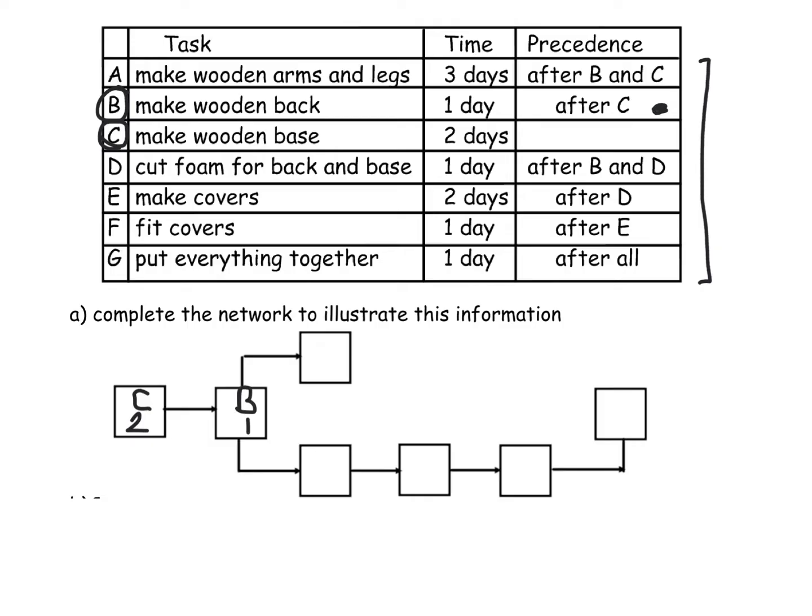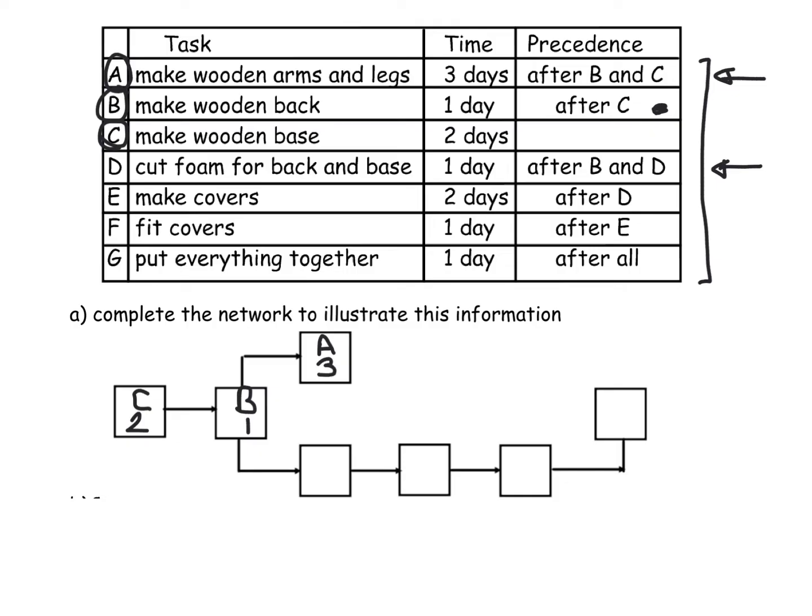Now then you'll notice there's 2 tasks that follow B. You have got this one here. Task A follows B and C. And then you have task D, which follows B and D. So the one that follows B and C will be task A. And then there's nothing else that follows task A. So A goes in here. That's the kind of end of that little journey or that little task. And A takes 3 days.